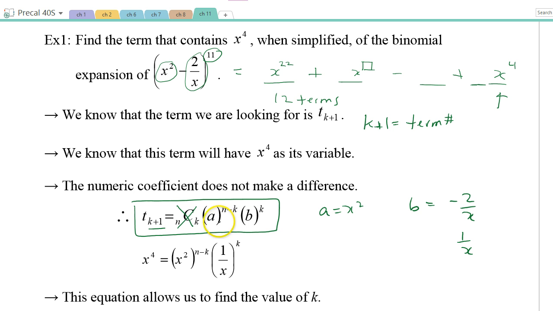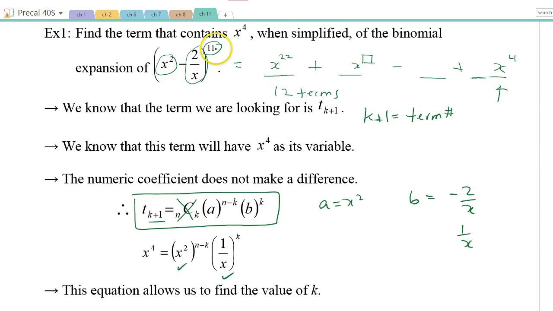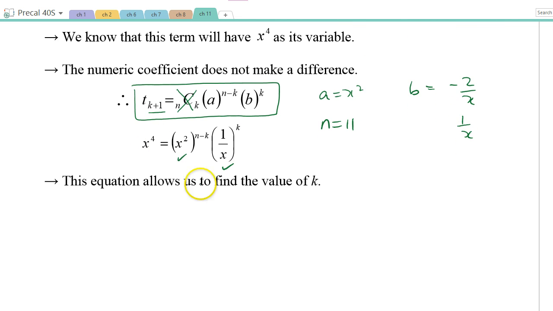Okay, so I'm going to simplify. A I'll keep as x squared. B I'm just going to write as 1 over x. So you see that's what's been done here. Okay, now the last part is we are told that this is to the 11th power, so in other words n is equal to 11. So the next part that we do here is I'm going to write x squared to the power of, instead of n, I'll write 11 minus k, multiplied by 1 over x to the k. Alright, now where did this x to the fourth come from?